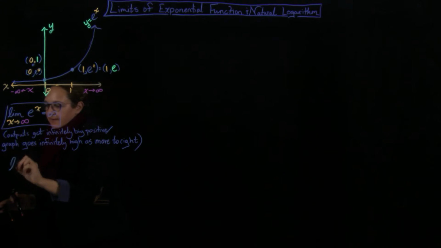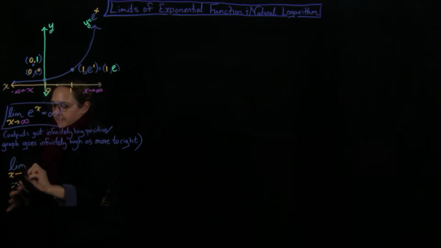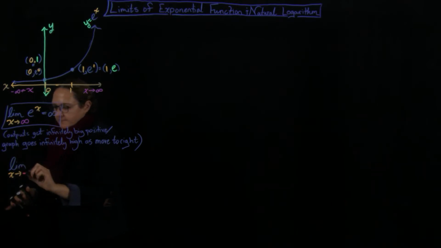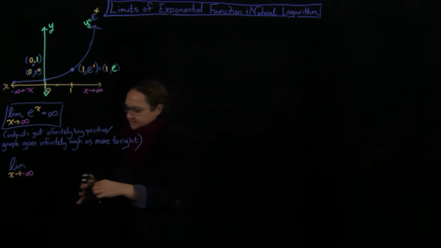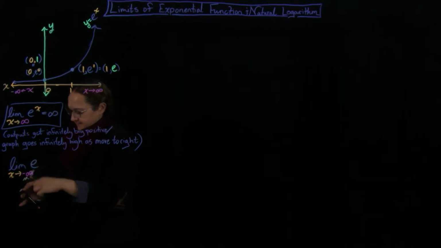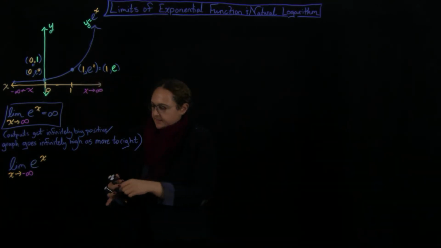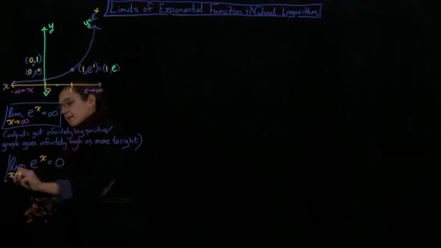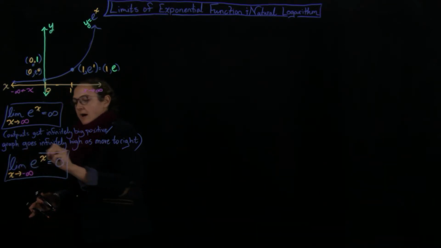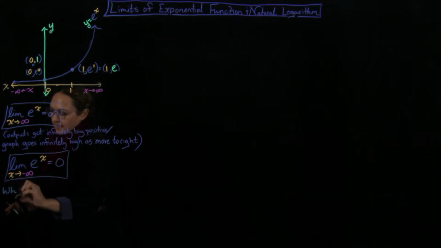Okay, so let's do another one. So we have the limit as x goes to negative infinity of e to the x. Right. And what's happening with this one? And this one is actually going to give us an output of 0. So let's kind of understand why. So why does this happen?